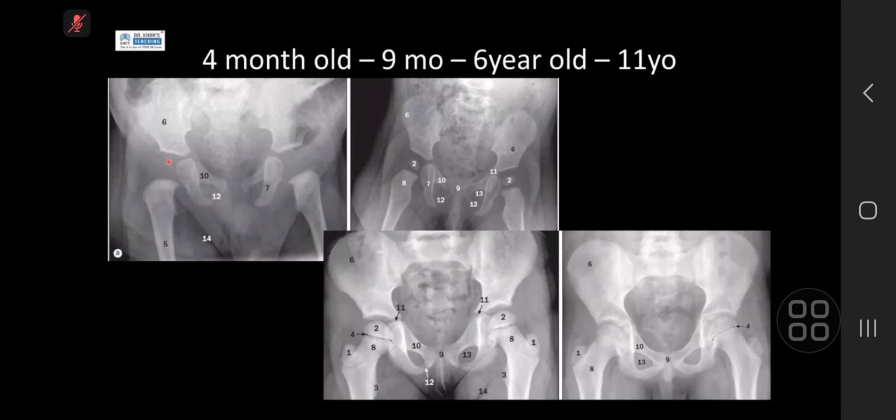So when you do, I have no pictures to show you of the ultrasound, but there are a lot of techniques out there. The most commonly known is the Graf technique for ultrasound. You can look it up on YouTube or in a book. And they say less than 4 months.